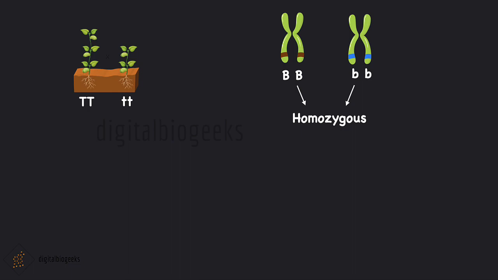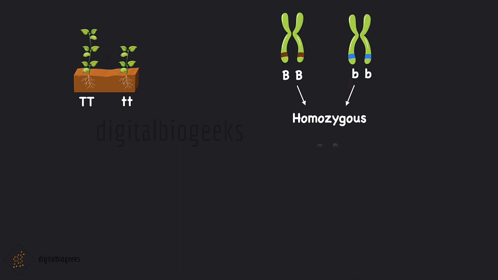Mendel selected homozygous parents for cross-pollination. Homozygous means the alleles are identical. Here you can see the brown eye color alleles are homozygous as both are identical. Similarly, here both the alleles are identical for blue eye color.